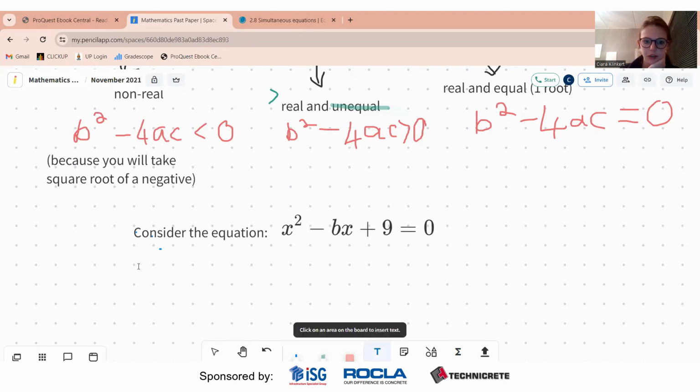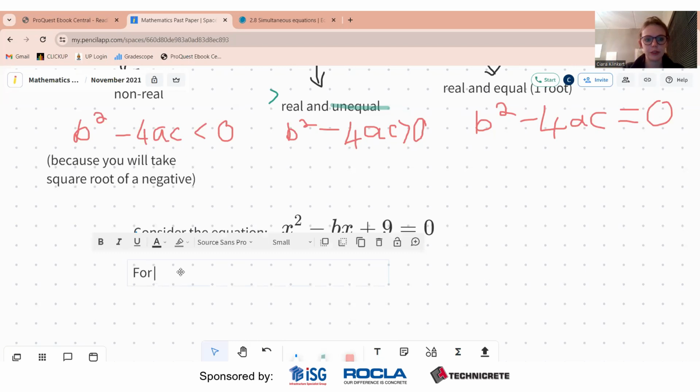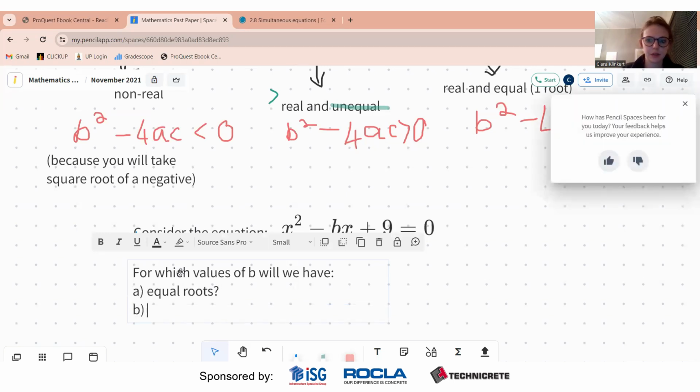So now I'm going to ask, for which values of b will we have, first scenario, equal roots, second, unequal real roots, and finally, no real roots.